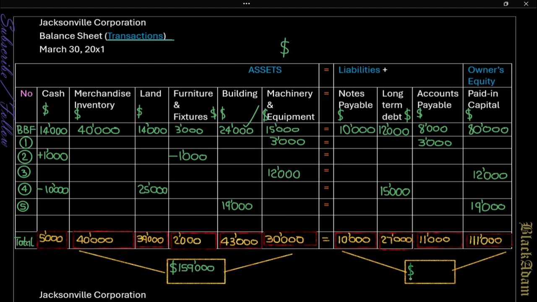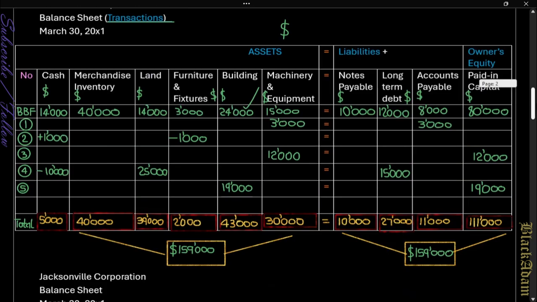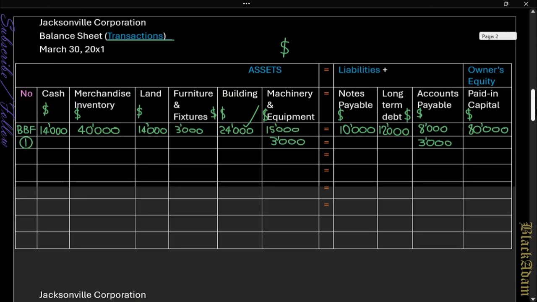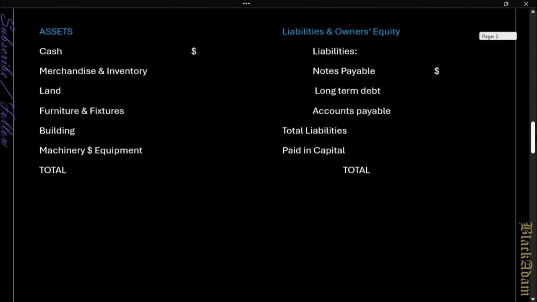So that's going to give us the same thing, 159,000. So 159,000, that's what we have. And then from there, it's balanced. So the left hand side, which is the assets, is equal to the liabilities plus owner's equity.